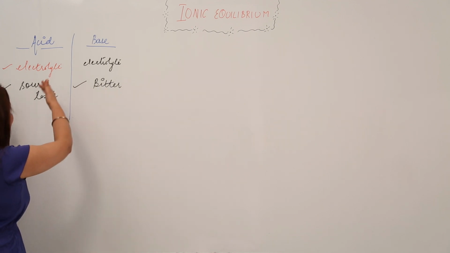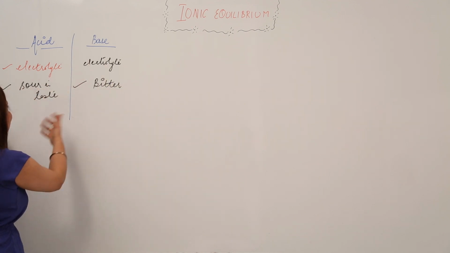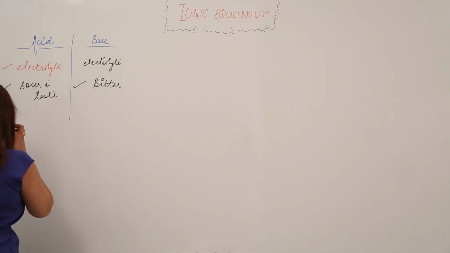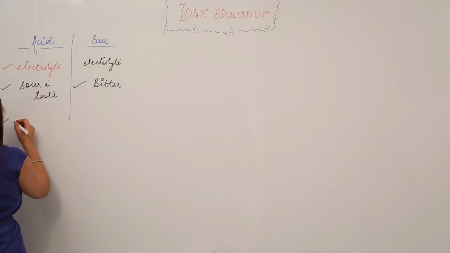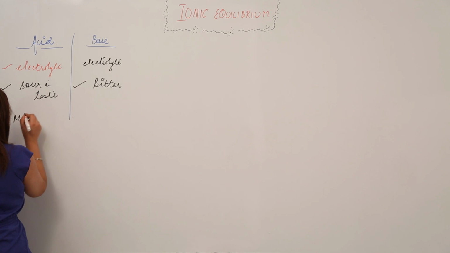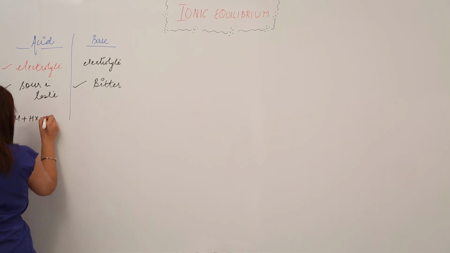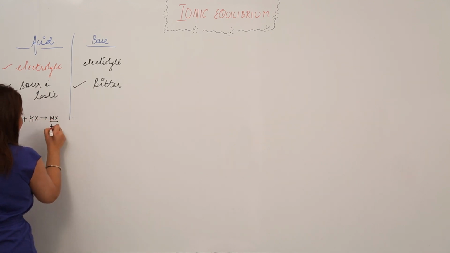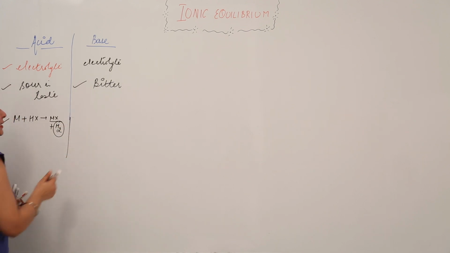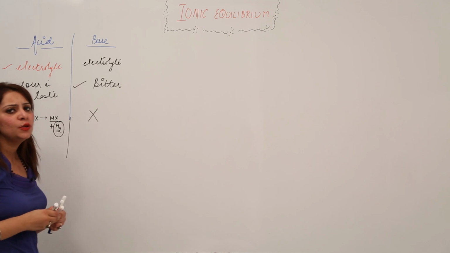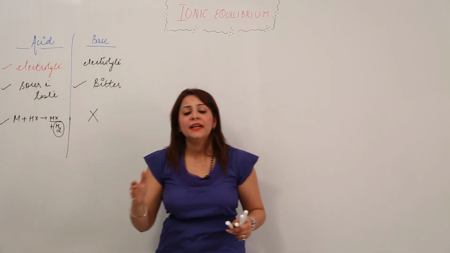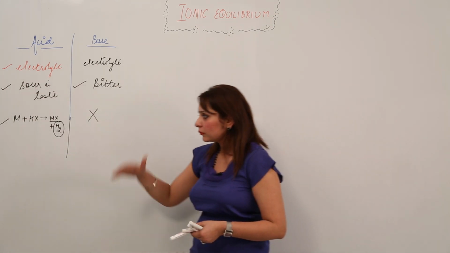So it is an electrolyte, it is sour in taste, it is bitter in taste. And one more property which an acid shows is that whenever any metal reacts with an acid, it forms the respective product, and along with that, hydrogen gas is always produced. But it doesn't happen in the case of a base. They don't produce any such gas when they react with a metal, right?